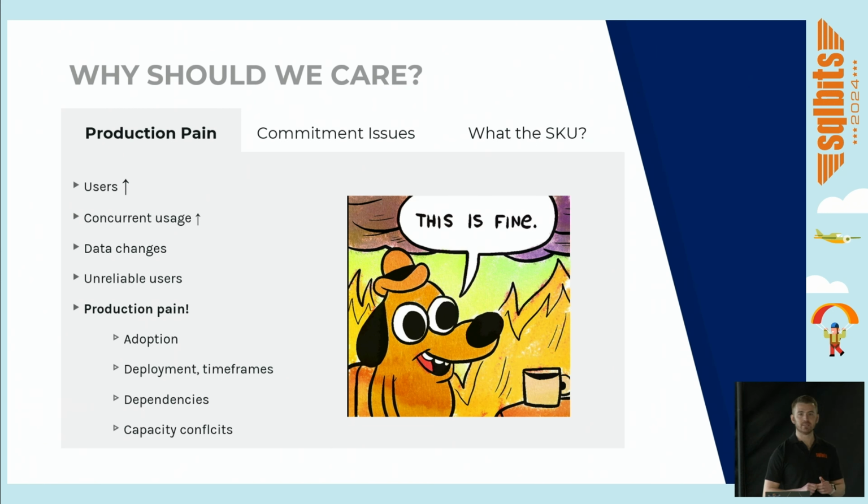Production pain, I mean, we lose things like adoption because our reports are slow. We struggle to keep up with deployments and timeframes around those because we've got errors that we need to fix, we've got hot fixes that need to go through. We've got dependencies, if you have one data set with multiple reports connected to it. And capacity conflicts. You might have one report that really causes you an issue, and that actually causes other reports to throttle in the service because your capacity is at its limits.